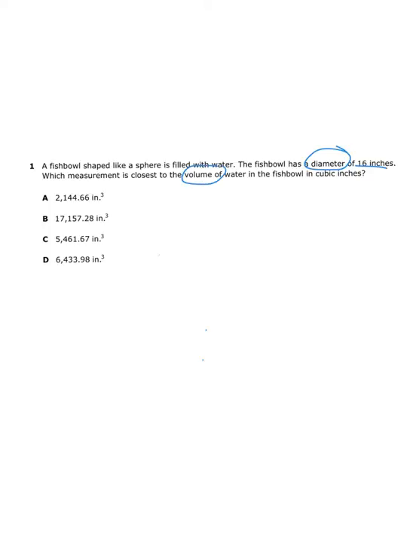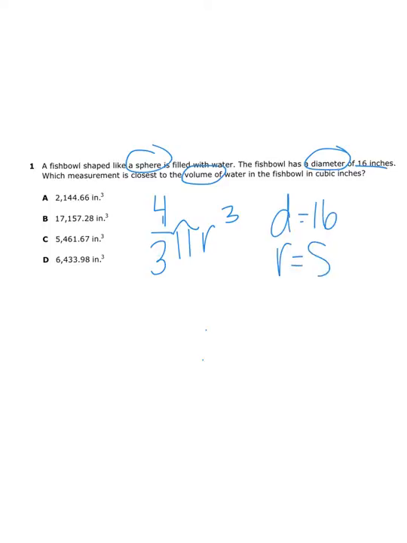So it's asking for the volume of a sphere. So we write the formula for the volume of a sphere, which is 4/3 pi r cubed. The information given to us is that the diameter equals 16 inches, which means the radius is half of that, so that is 8. So you simply plug in 8 for the letter R, solve the rest of the formula with it, and you would get 2,144.66.